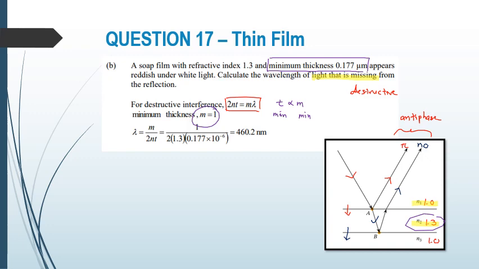So by using m equals 1 and the information given in the question, you can then determine the value of wavelength, which is equal to 460.2 times 10 to the power of negative 9 meter. So that is the answer for question 17.